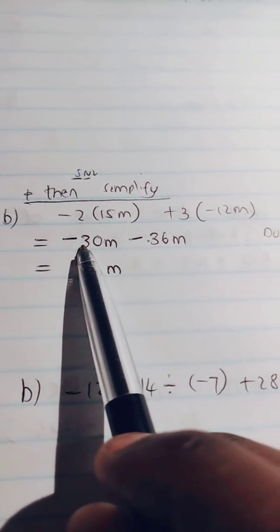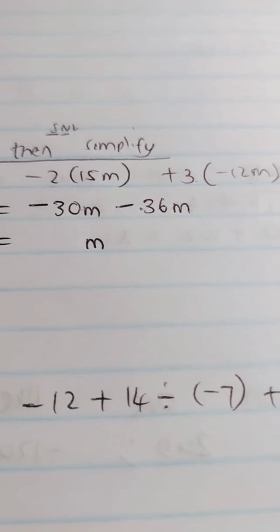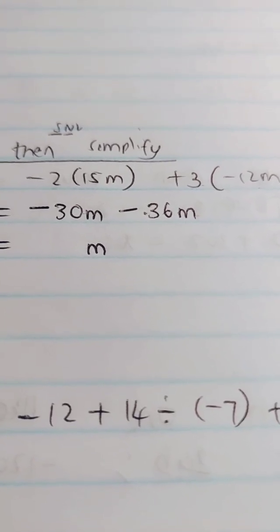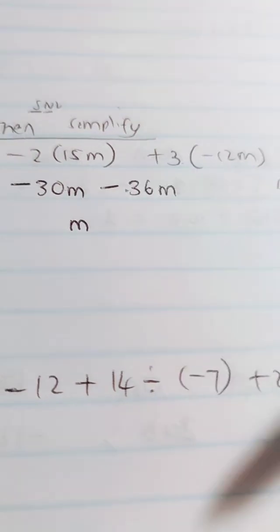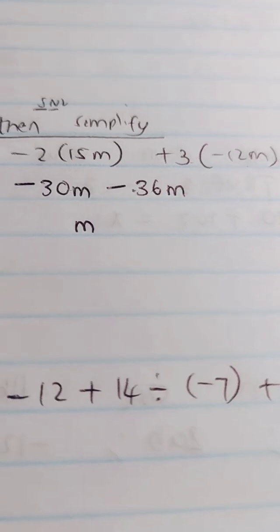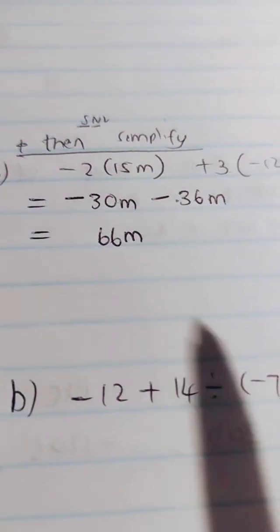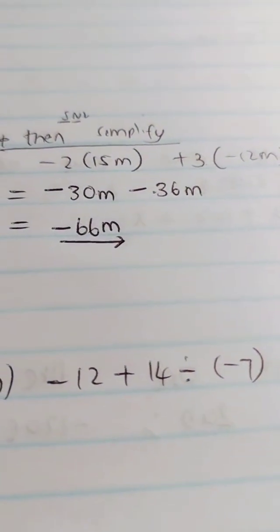So what is negative 30 minus 36? Guys, remember, when you are adding numbers that have the same sign, you hide the signs, you add the numbers. What's 30 plus 36? It is 66. Then you take the sign of those two numbers, which is negative. So in other words, the answer here is negative 66m.